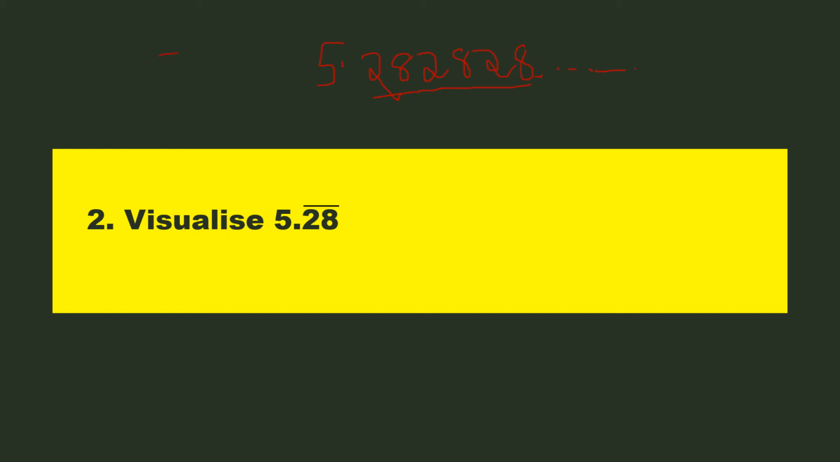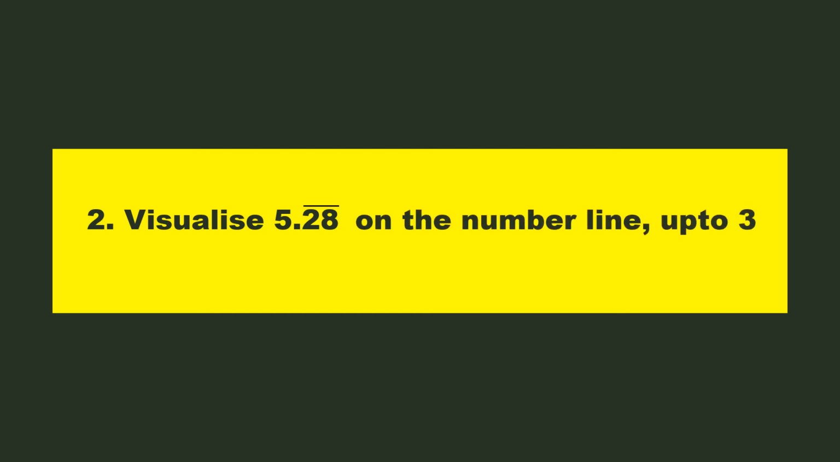This is called non-terminating repeating. Whenever it is not giving the remainder as 0, the decimal number will keep expanding, and here the 2 digits are repeating, so it is called non-terminating repeating. Here he asked to visualize 5.28 bar on the number line up to 3 decimals.